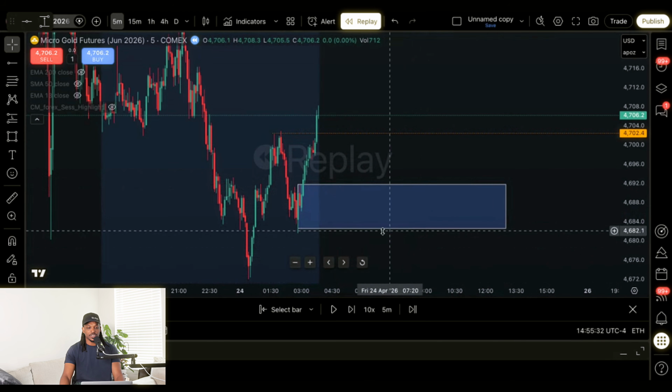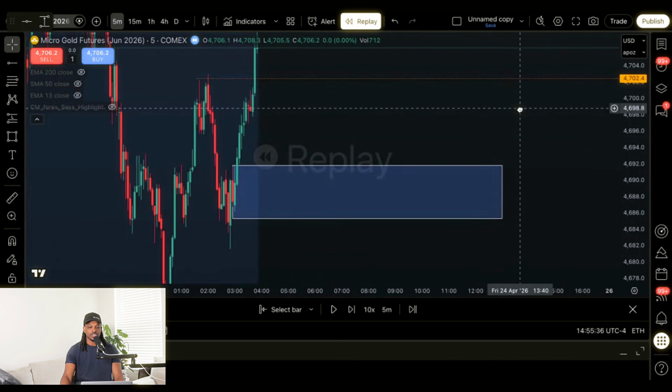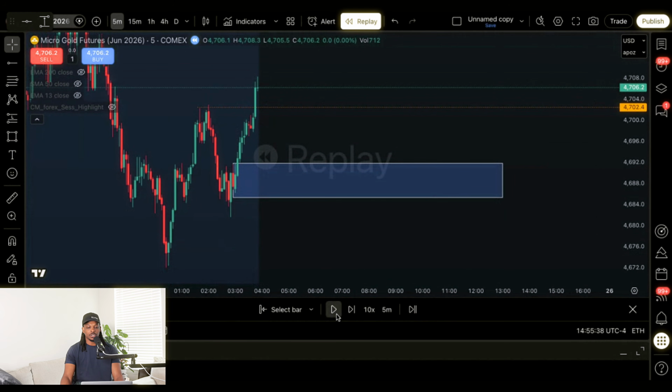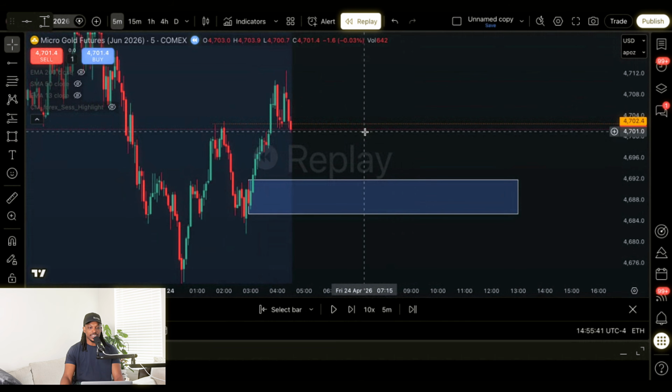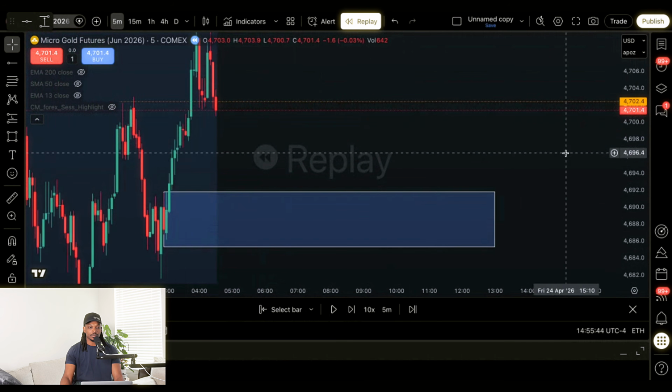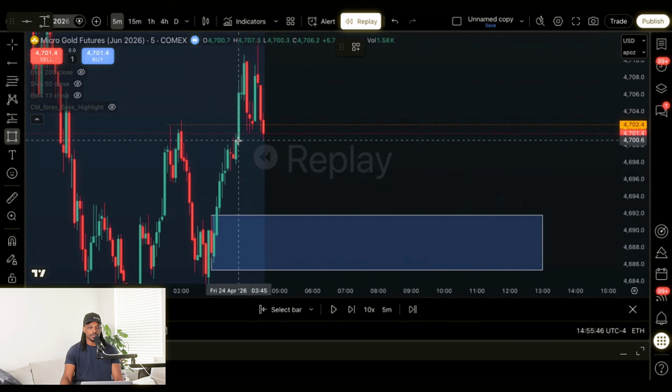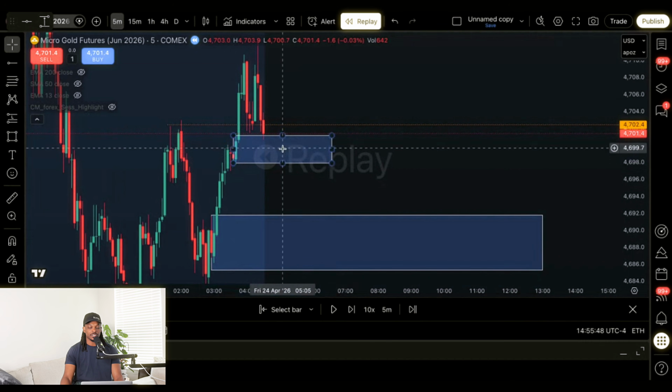But for these purposes, we're going to draw up this zone right here. All right, this is your demand zone. Okay, so we are going to wait for that retest. Now you see how it didn't retest this area completely. That's why you want to be very careful of not taking this trade.